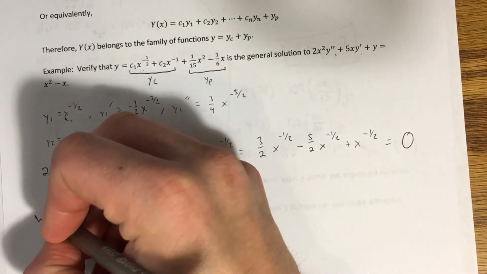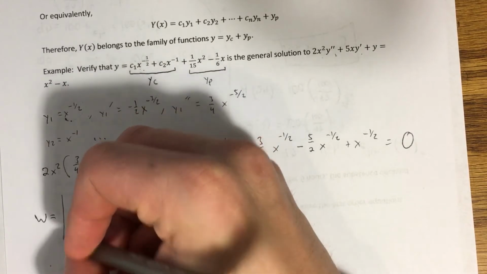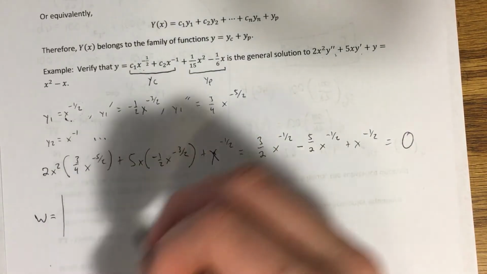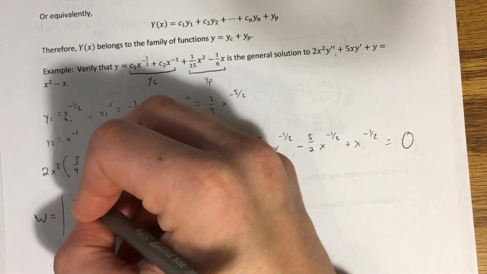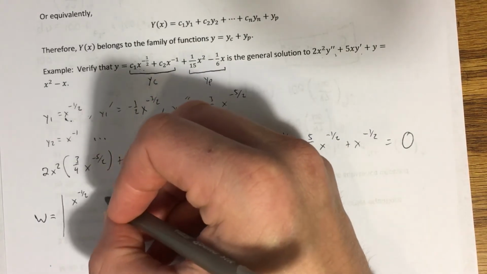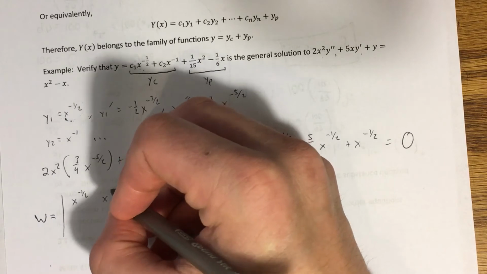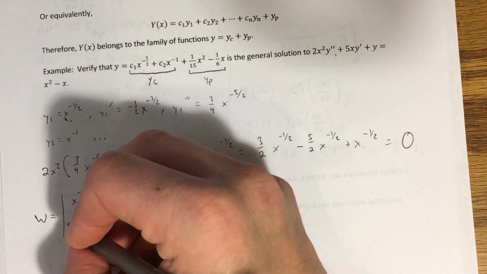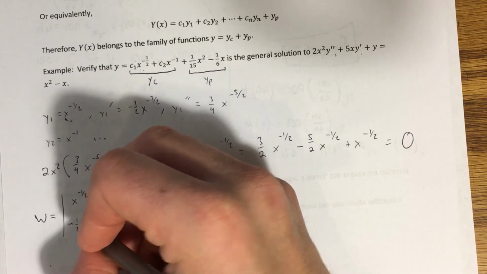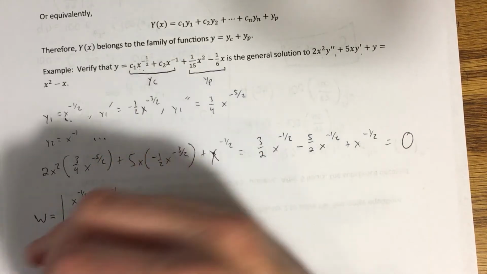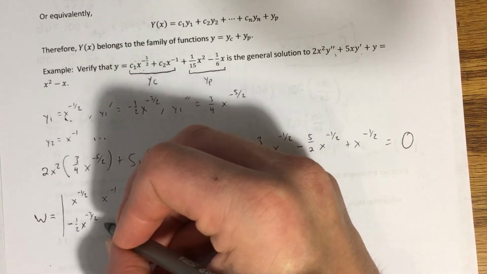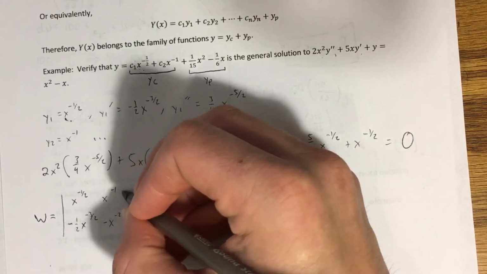So that means I now want to look at my Wronskian here. So my Wronskian is going to look like x to the negative 1/2, x to the negative 1 power, and then derivatives. I want negative 1/2 x to the negative 3/2 power, and then this is going to be negative x to the negative 2nd power.